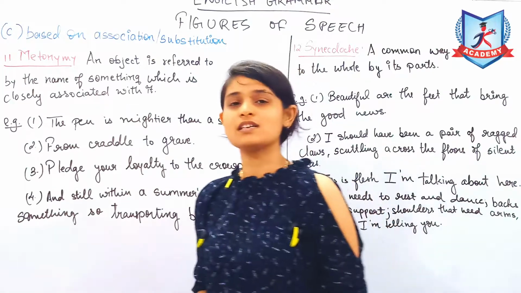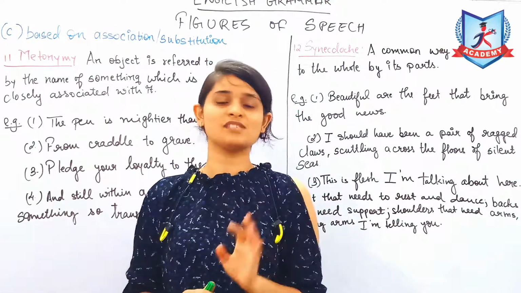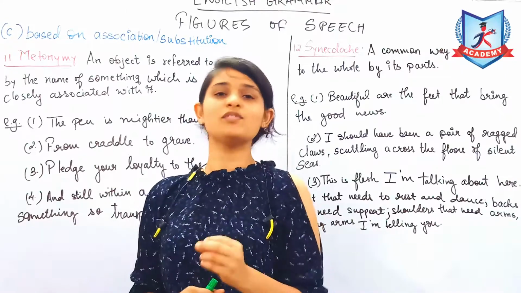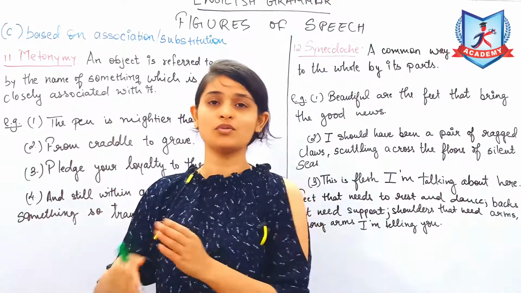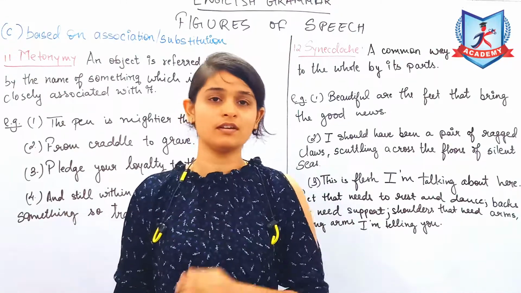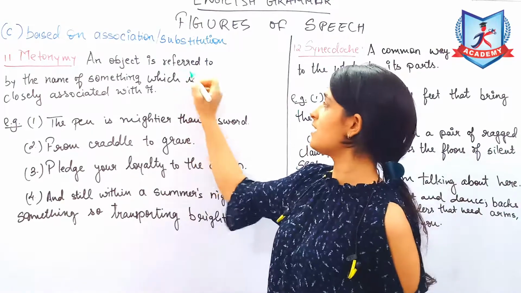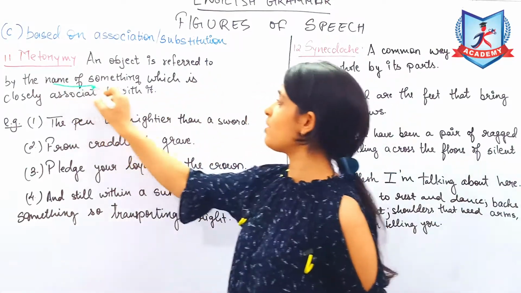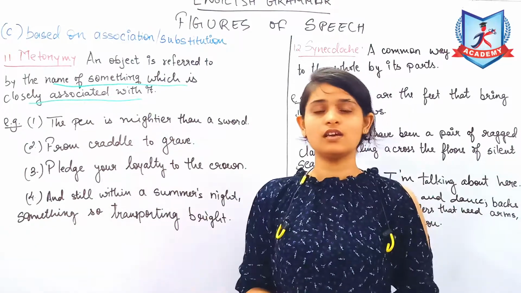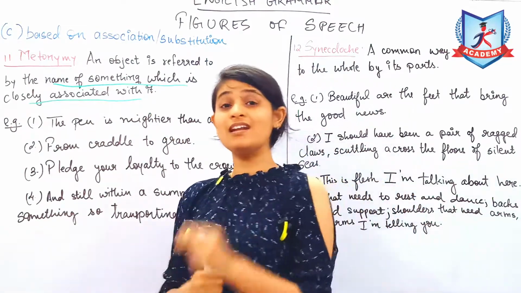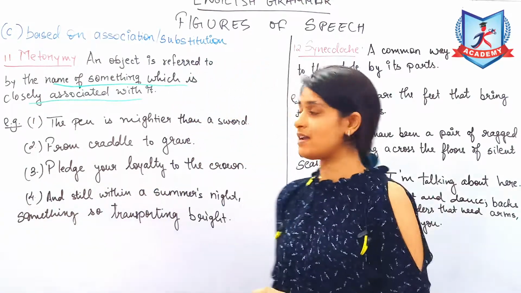Metonymy we use when, in easy language, synonyms are used. When we use a synonym of any word or concept in order to refer to the actual word, that figure of speech is called metonymy. An object is referred to by the name of something which is closely associated with it. We compare a concept with something related to it.